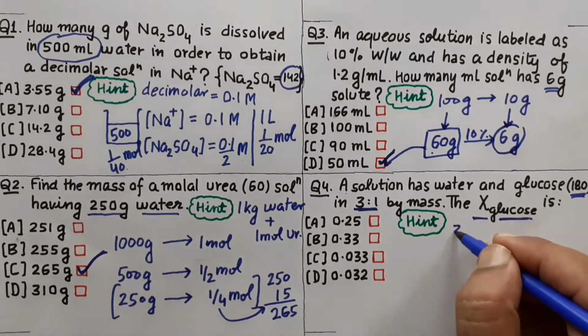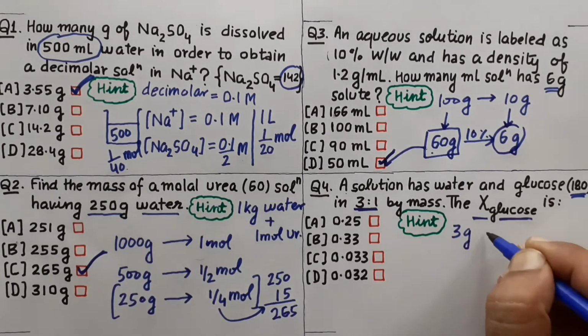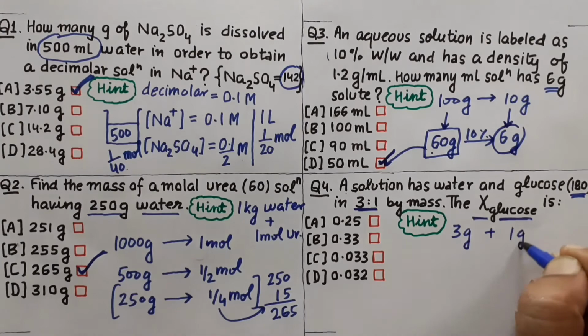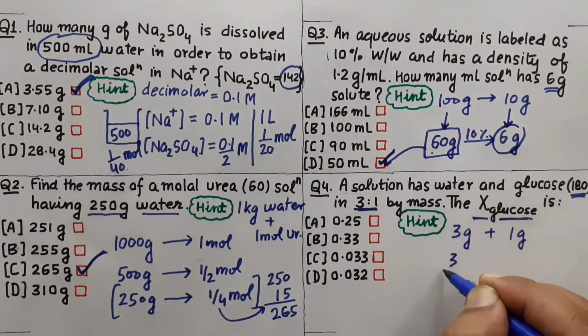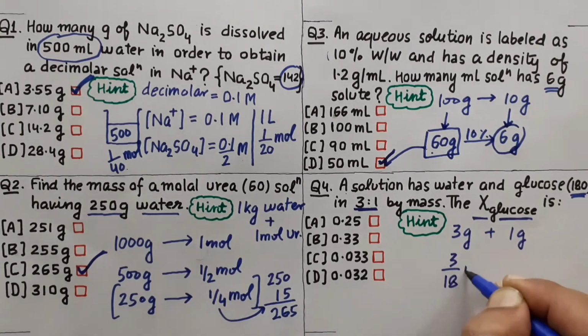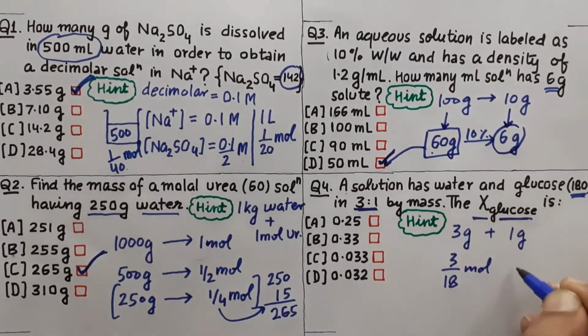So hint ये है, आप इसको ऐसे यूज कर सकते हैं. You can use 3 gram water plus 1 gram glucose. Now let's convert them into moles. So 3 by 18 is the moles of water. Molar mass of water is 18, and 1 by 180 moles of glucose.